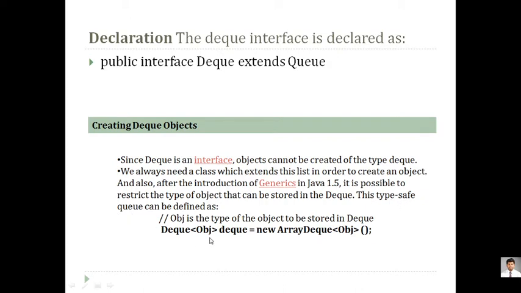So whenever you are creating an object of the queue, on the left hand side we have to specify the interface, that is Deque, and whether you want an integer queue, or a string queue, or a character queue, or an object queue. That should be specified in the angular brackets, followed by the name of the object you want to give this Deque. And on the right hand side you will find the name of a class. So we are creating an object of Deque with the help of a class called ArrayDeque, and we are specifying the type.